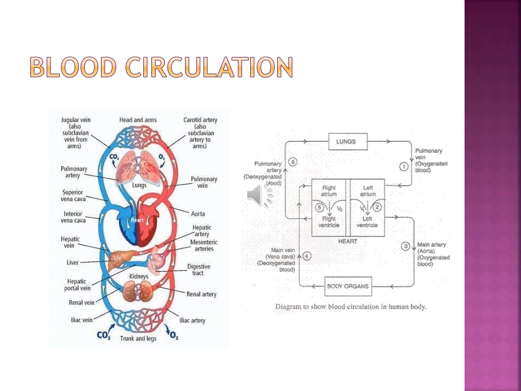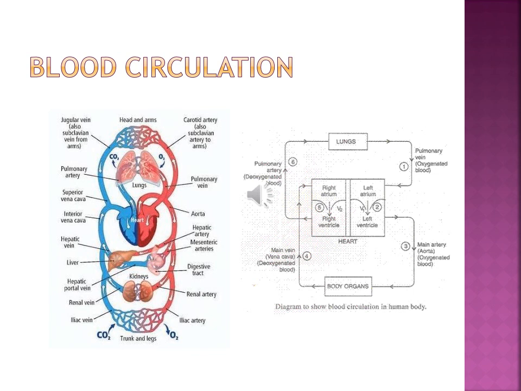From where does oxygen rich blood come? From the lungs. When the air enters into the lungs, the oxygen mixes with the blood and it passes into the left atrium. Then the left atrium contracts. Contract means it squeezes. The oxygenated blood is pushed into the left ventricle.